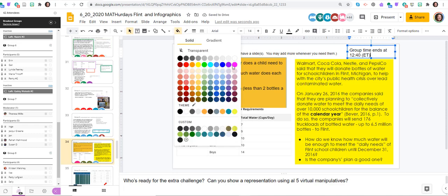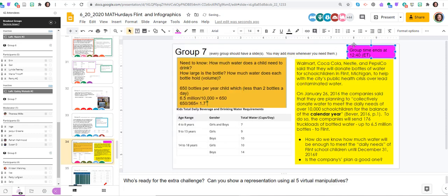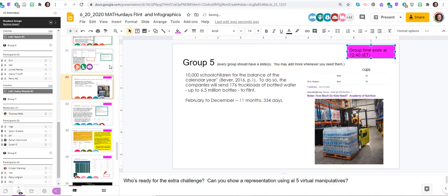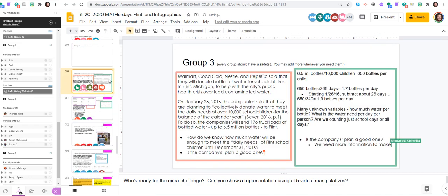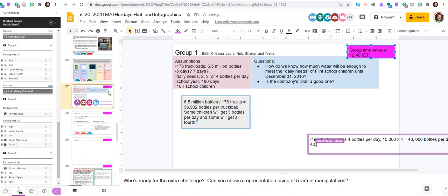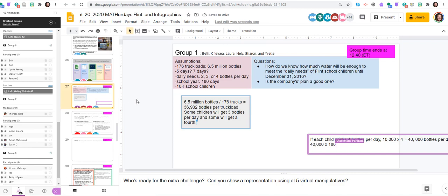Okay, so if we're just assuming we're providing water every day, for the calendar year, somebody bolded that. Or was that always bolded and I didn't notice? No, it just got bolded. No, that's good. I always think school calendar year, but you're right, we don't know. So those are good questions. Okay, let me put that here.